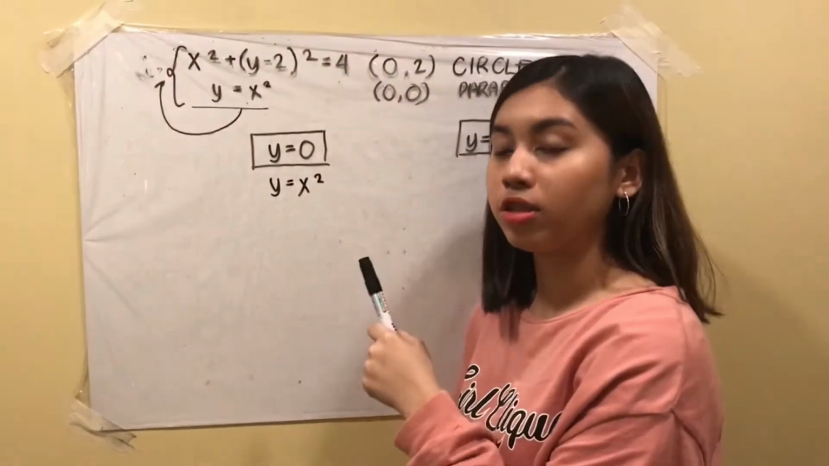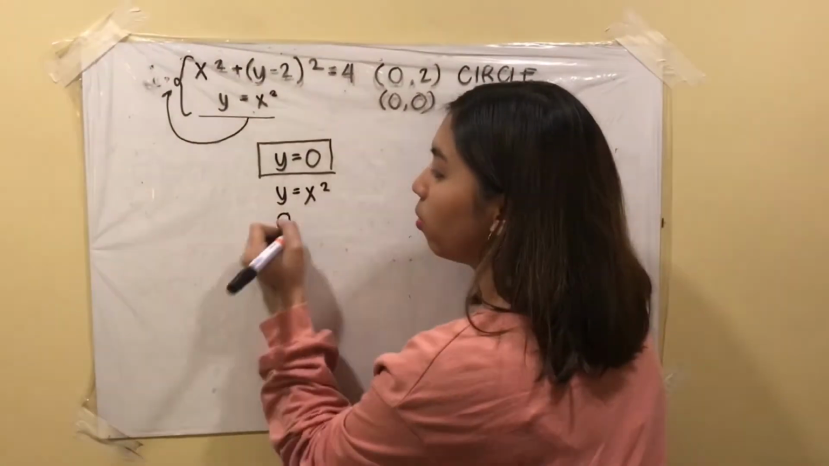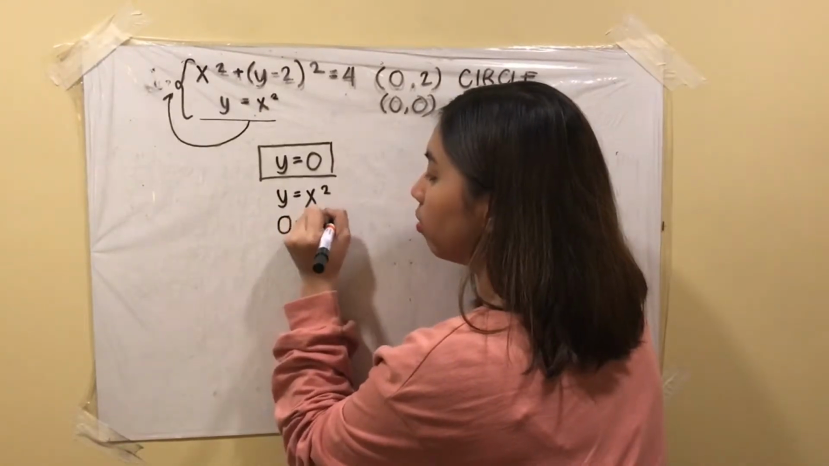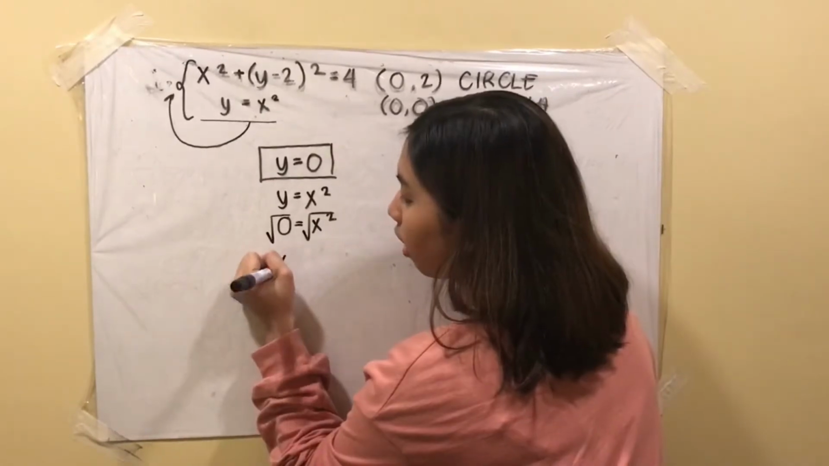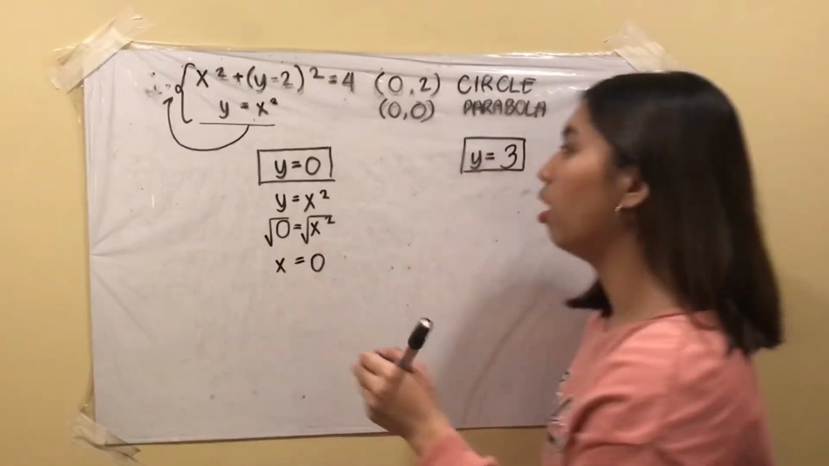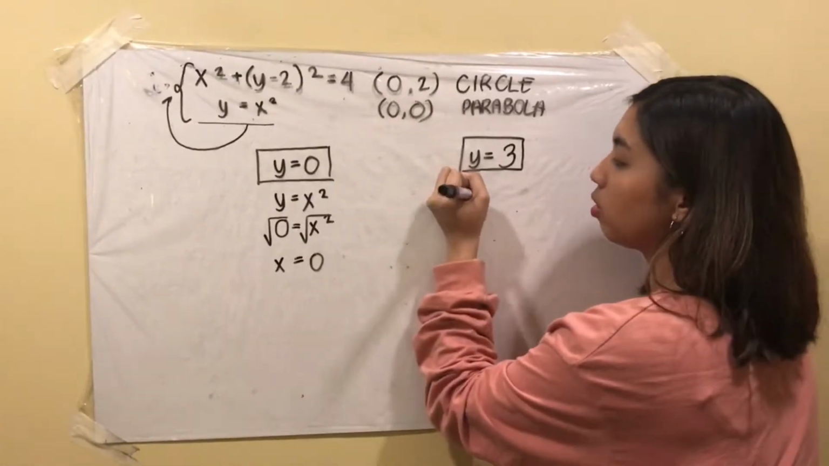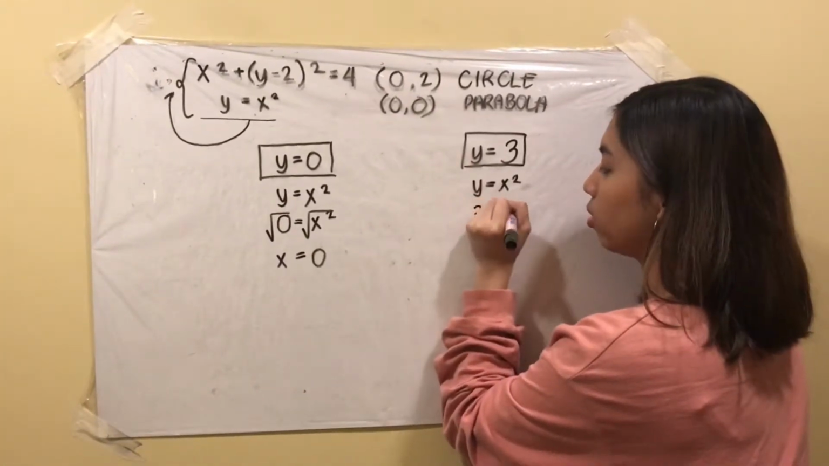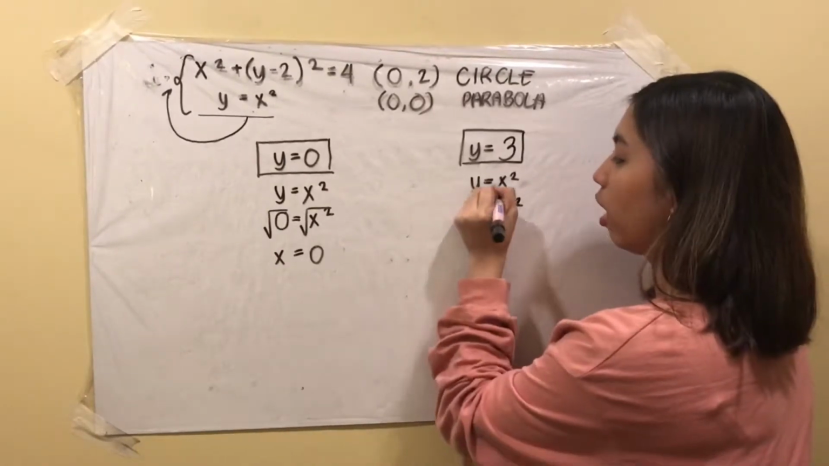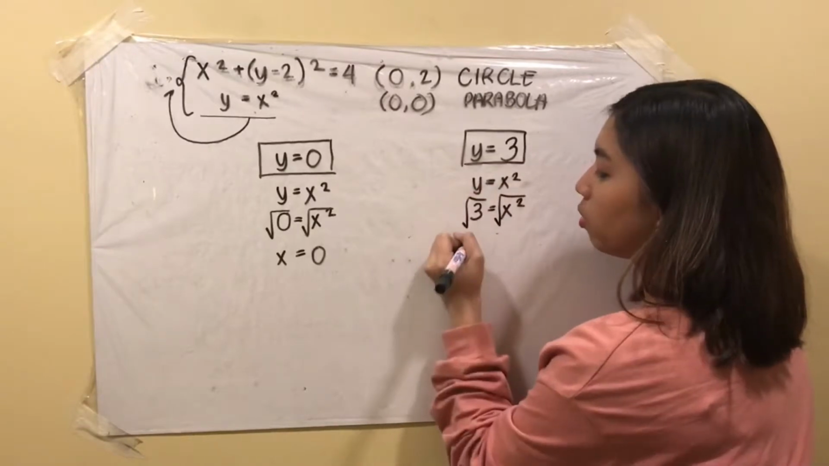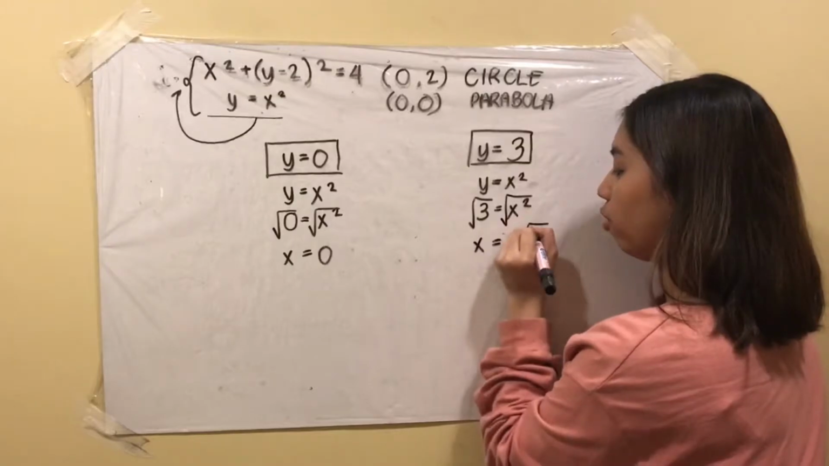Since y is equal to 0, we can write 0 in place of y. So 0 is equal to x squared. Next thing to do is to take the square root of both sides. x is now equal to 0. And for y equal to 3, we can also use the second equation. So 3 is equal to x squared. We would also take the square root of both sides to get the value of x. So x would now be equal to plus or minus the square root of 3.